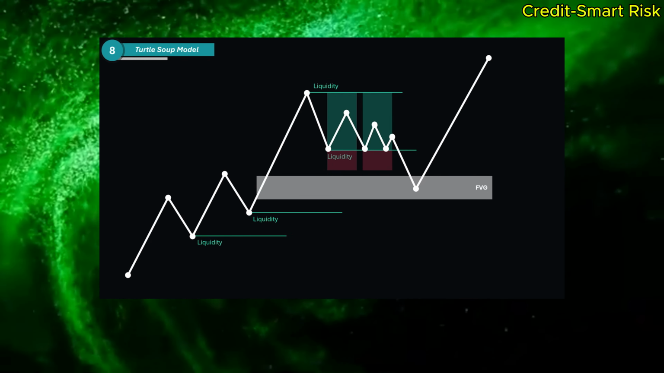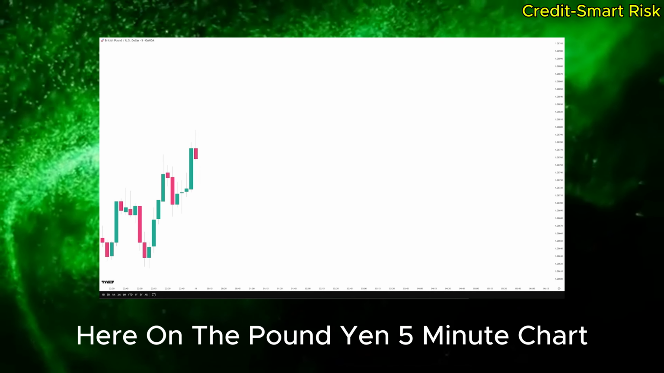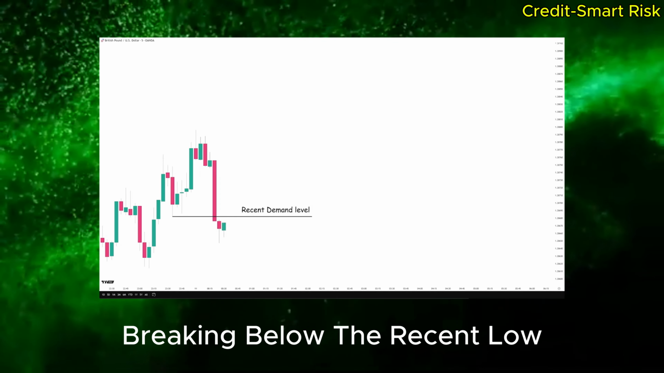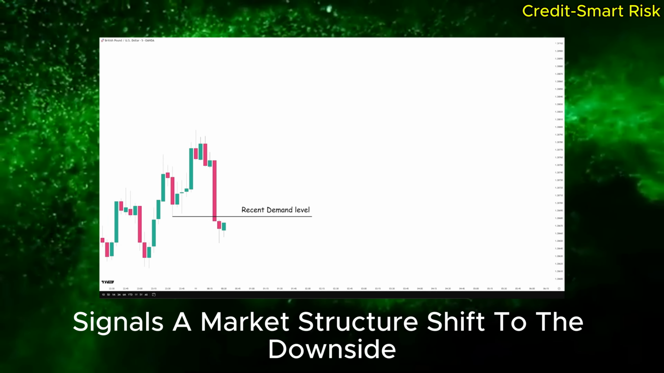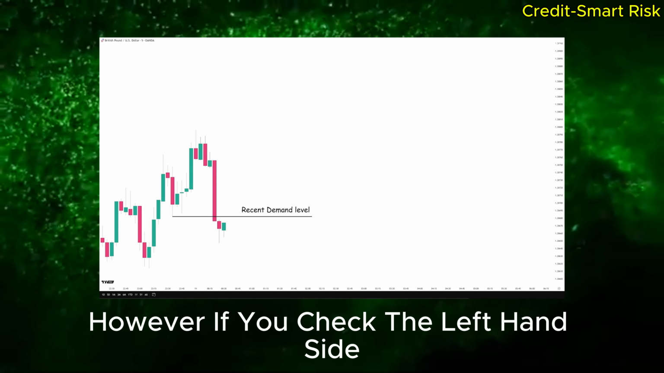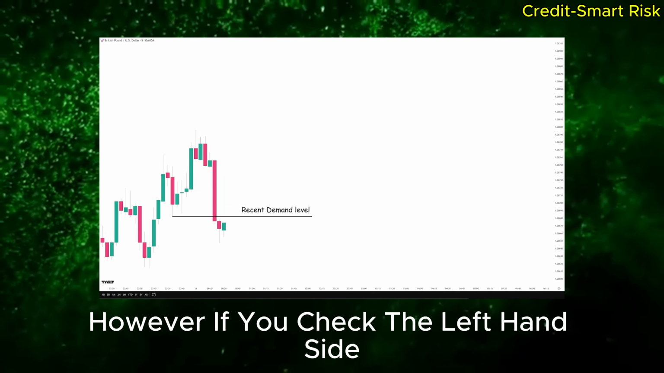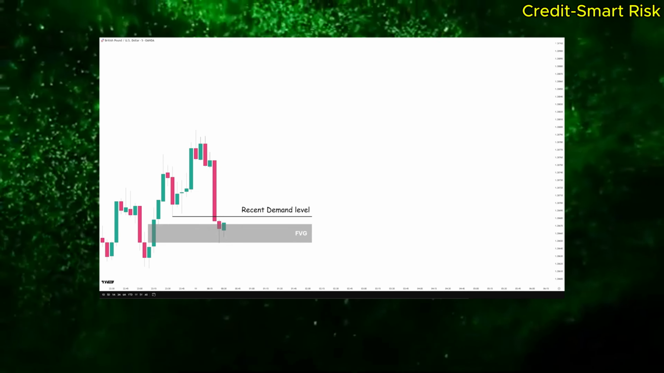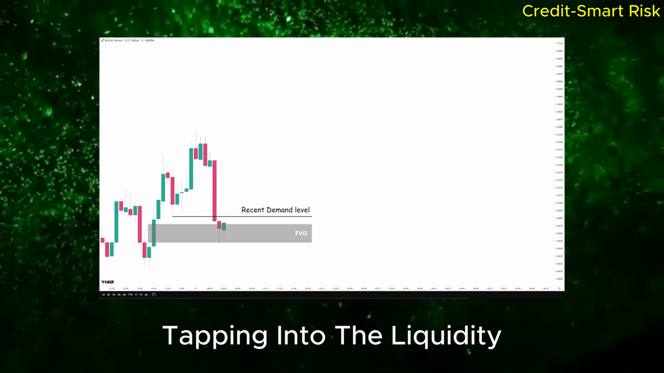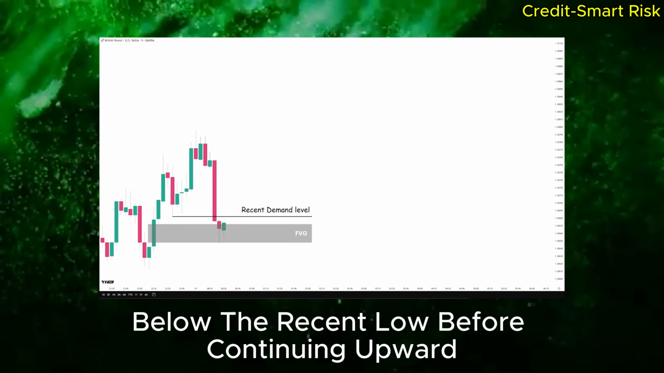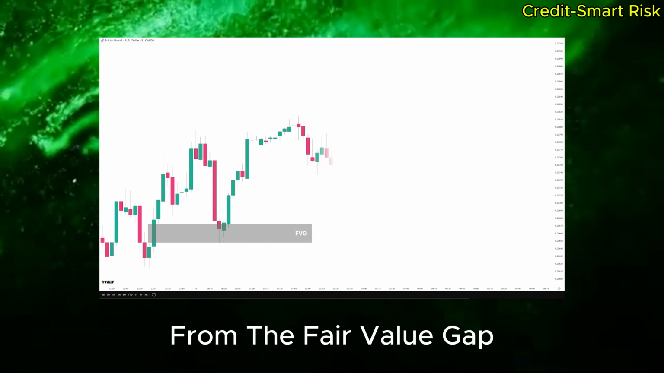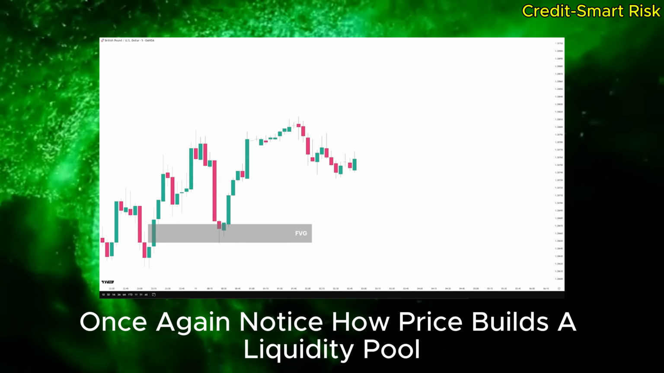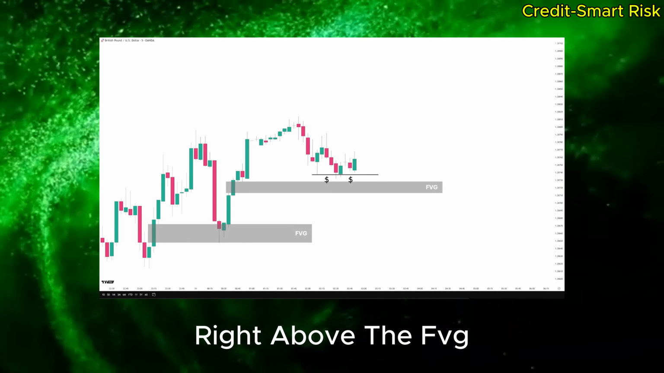This setup provides a smart way to trade with the trend while using liquidity and fair value gaps to identify precise entry points. Here on the pound-yen 5-minute chart, we see a clear uptrend. Normally, breaking below the recent low signals a market structure shift to the downside. However, if you check the left-hand side, you'll notice an FVG area just below the swing low. This increases the likelihood of tapping into the liquidity below the recent low before continuing upward from the fair value gap.